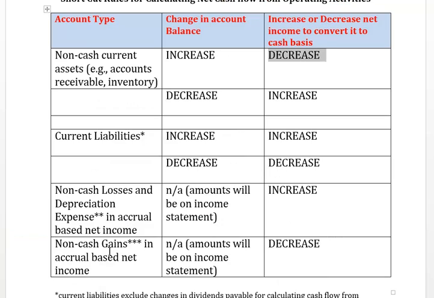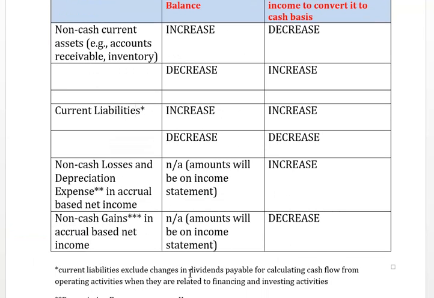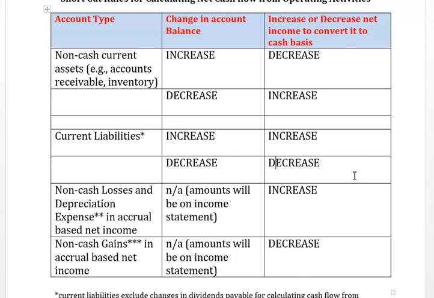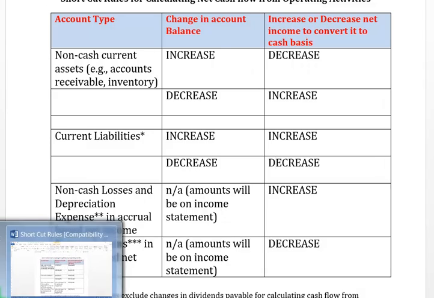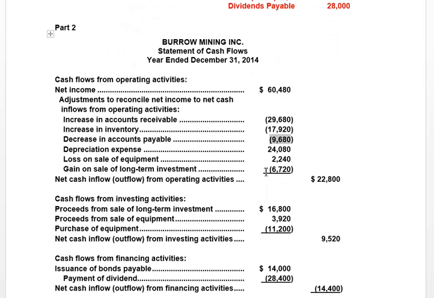Again, if you look at the shortcut rules, when you decrease a current liability, but not dividends, or anything that relates to financing or investing activities, we're going to decrease net income. So that's exactly what we have here. We're decreasing net income by $96.80 to convert our net income on the accrual basis to the cash basis.